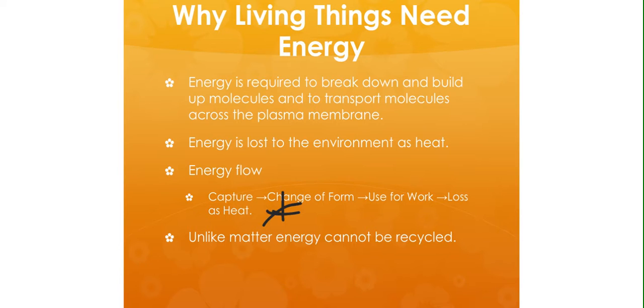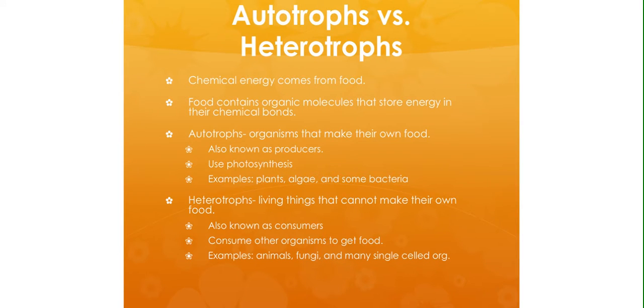So where do living organisms get this chemical energy? So in the last slide, I asked you a question: where do organisms get chemical energy? And so before we get into that idea, we need to know a couple of terms. One of those terms is known as an autotroph, and the other term is known as heterotroph.